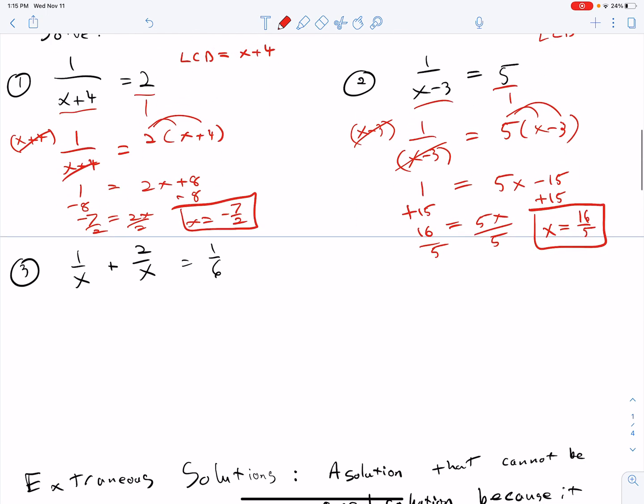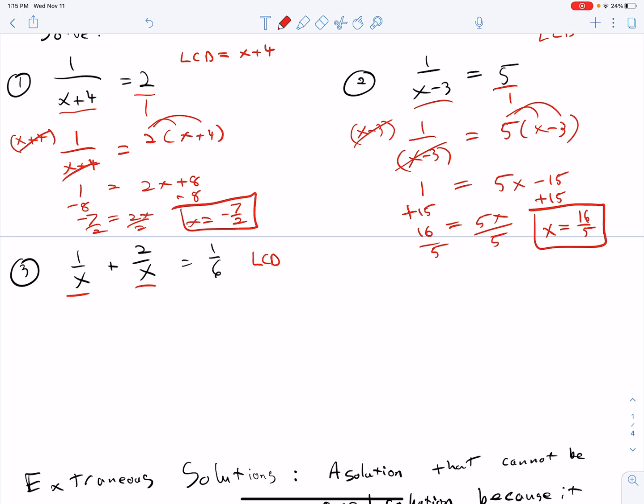So now what if we add an extra element here? Instead of just having one rational expression, we have 2. So we have 1 over x plus 2 over x equals 1 over 6. So what is my least common denominator here? We have an x and an x, so those both have a common denominator of x.